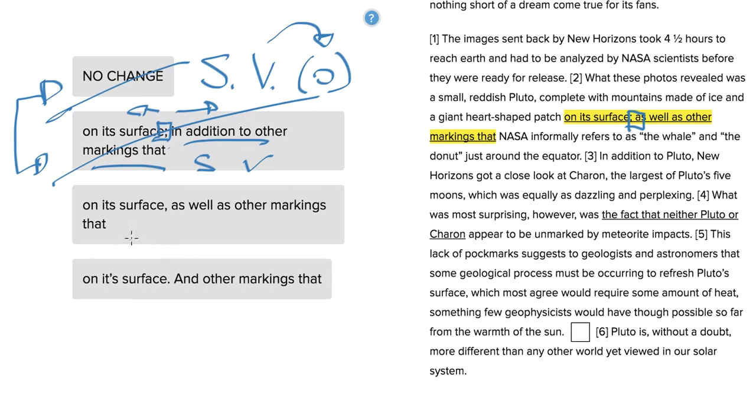From the ones that remain, we've got "on its surface" with a possessive "its," not "it's" with the apostrophe, which is a contraction for "it is." And then here we've got a comma followed by a dependent clause, something that does not have an SVO required after it, or it doesn't have it at all. This one has a period and then the word "and."